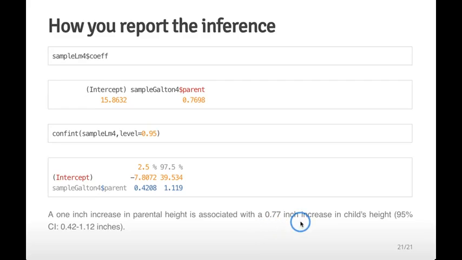So this is the very basics of how you calculate confidence intervals, and in the next lecture we'll talk a little bit about how you calculate p-values.